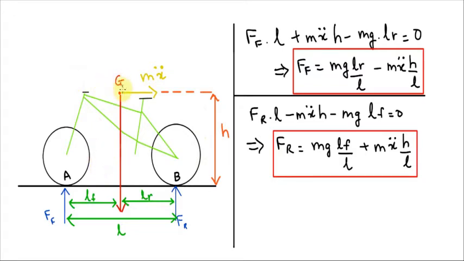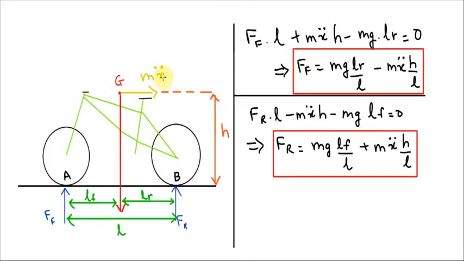First of all, we have the center of gravity, which acts downwards, perpendicular to the road surface, quite understandable. H is the height of the center of gravity from the road surface. Ff is the normal force acting on the front wheel. Similarly, Fr is the normal force acting on the rear wheel. L is the wheelbase. Lf is the distance between the center of gravity and the center of the front wheel. Similarly, Lr is the distance between the CG and the center of the rear wheel.